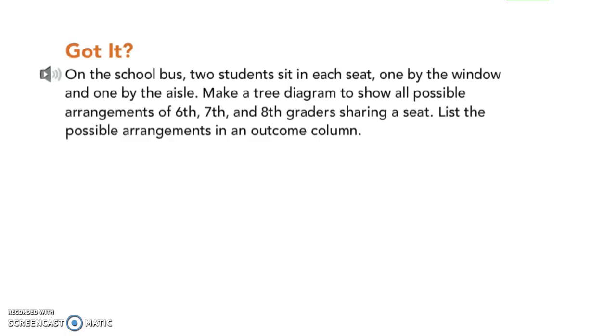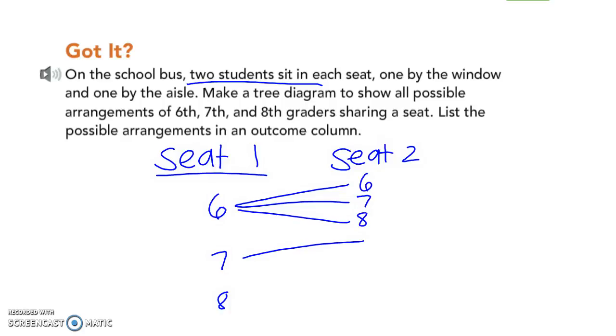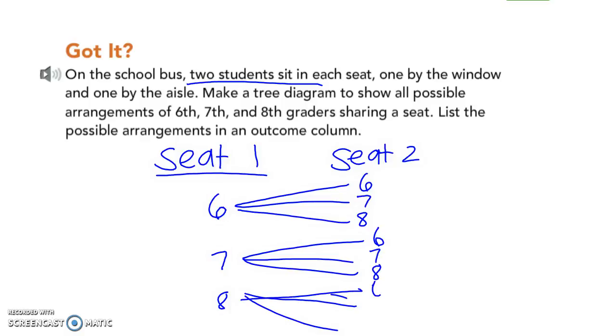Remember, for the tree diagram, you would just give all the possible options. There's 2 seats. So for seat 1, I could have a 6th grader, a 7th grader, or an 8th grader. And then in seat 2, I could have a 6th grader paired with a 6th, 7th, or 8th grader, a 7th grader paired with a 6th, 7th, or 8th grader, or an 8th grader paired with a 6th, 7th, or 8th grader. So that gives me 1, 2, 3, 4, 5, 6, 7, 8, 9 combinations. And that's using a tree diagram.